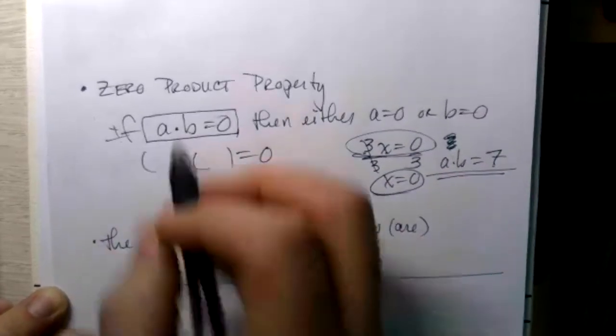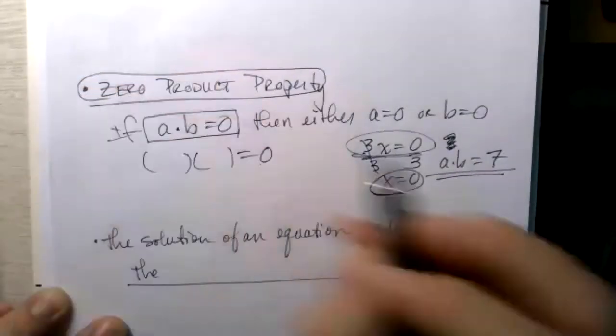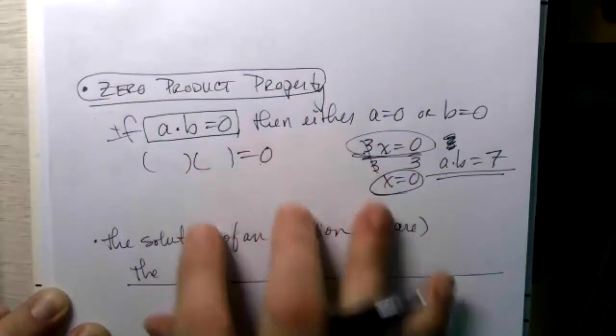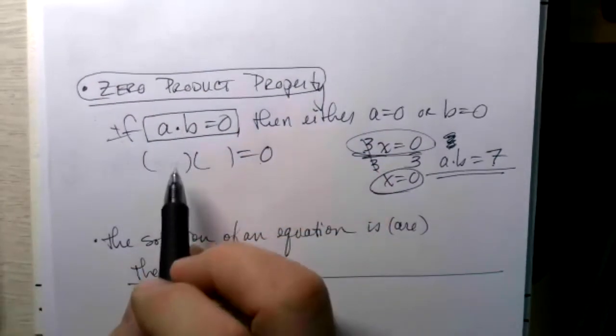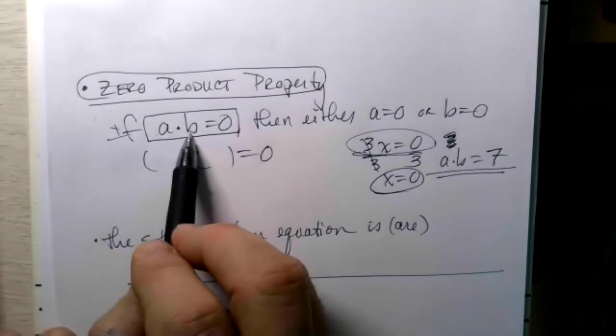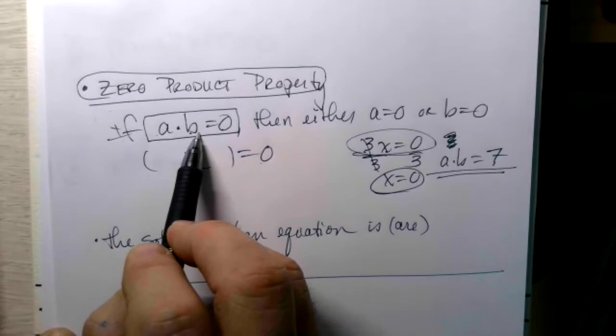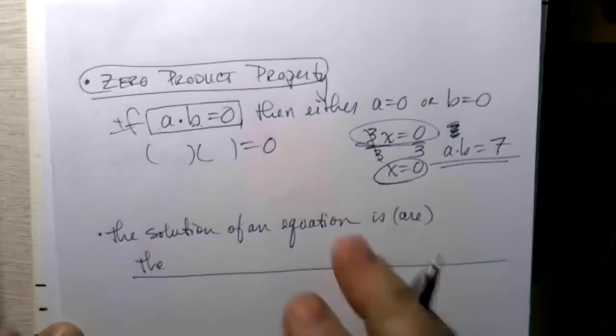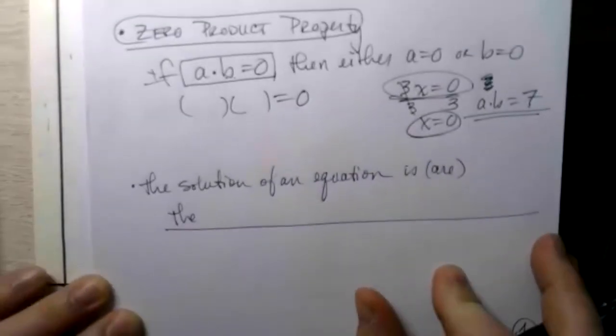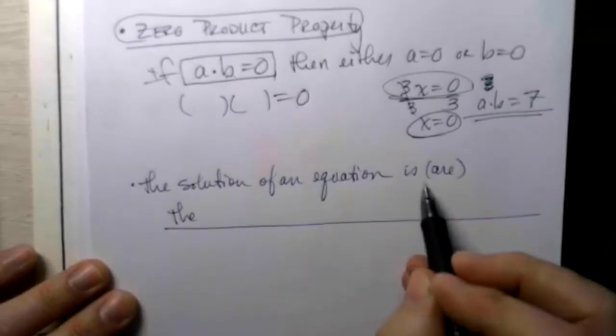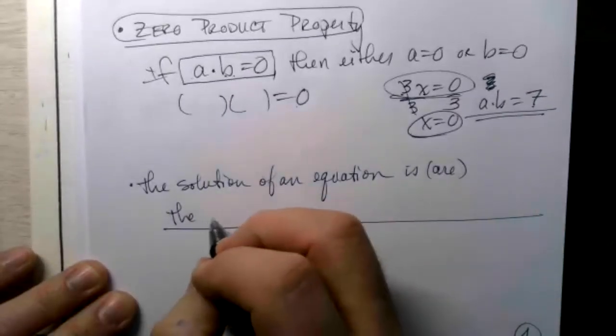So again, just a quick recap, the zero product property, which is going to be the heart of everything we do after this for solving quadratics. The idea is, if I have two things that are multiplied to equal 0, either the first thing was 0 or the second thing was 0. Okay, and I just want to remind you the definition of a solution of an equation. A solution of an equation is the value that makes it true.